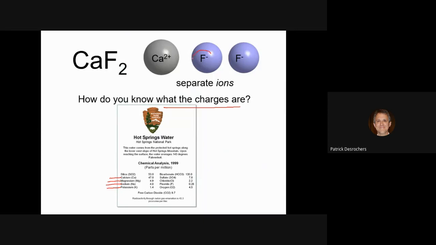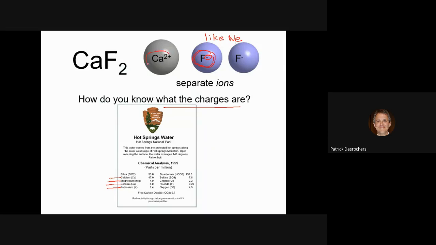So in other words, how do I know that fluorine is a -1? Because it wants to gain 1 electron in order to be like the closest noble gas. Who does it want to be like? Look at your periodic table. Who's the closest noble gas to fluorine? Which noble gas is closest? Neon. It wants to be like neon. And you're exactly right. Fluorine has 9 electrons. If it gained 1 more, it would become like neon.